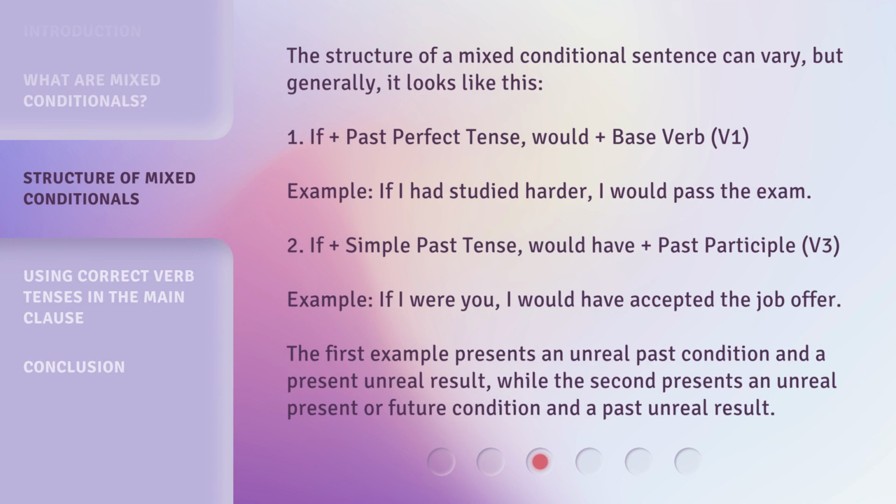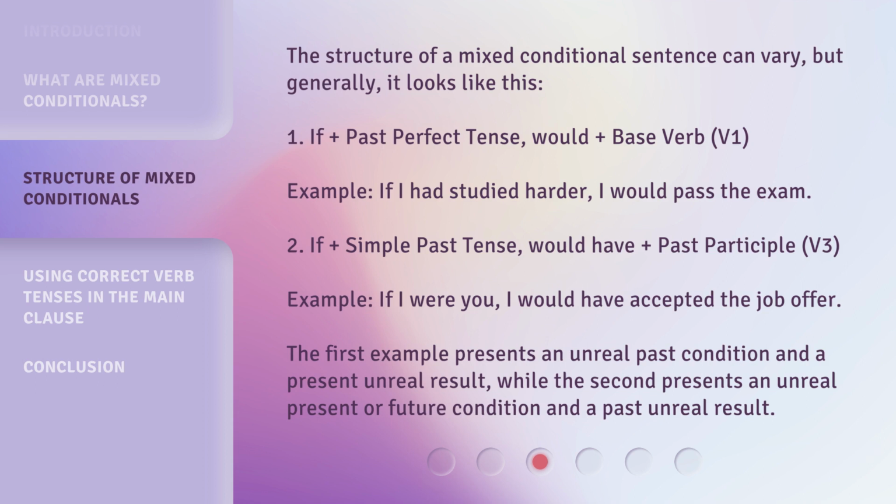The structure of a mixed conditional sentence can vary, but generally, it looks like this. 1. If plus past perfect tense, would plus base verb, V1. Example: if I had studied harder, I would pass the exam. 2. If plus simple past tense, would have plus past participle, V3. Example: if I were you, I would have accepted the job offer.